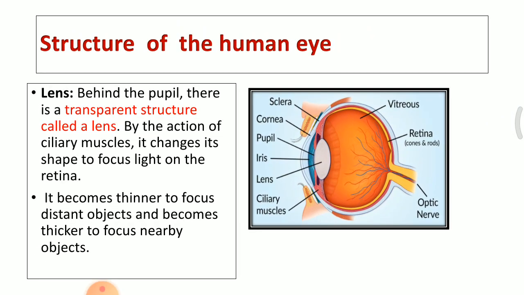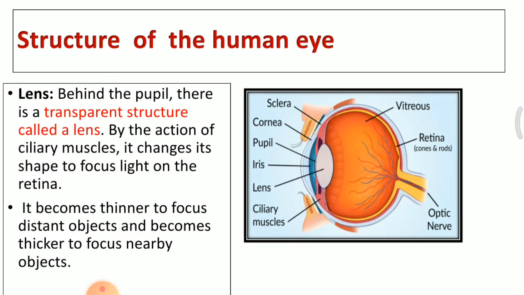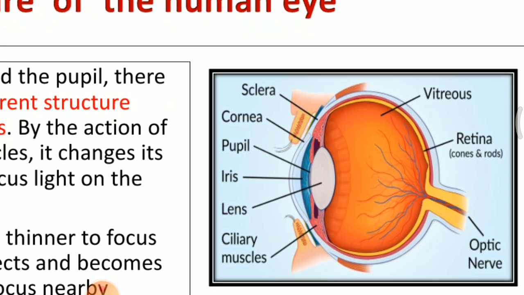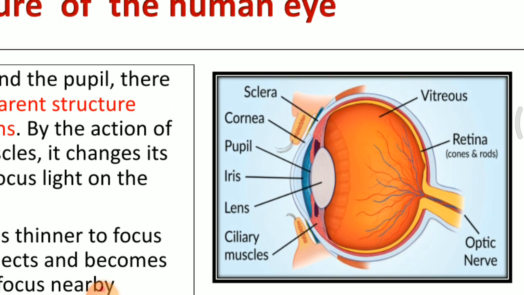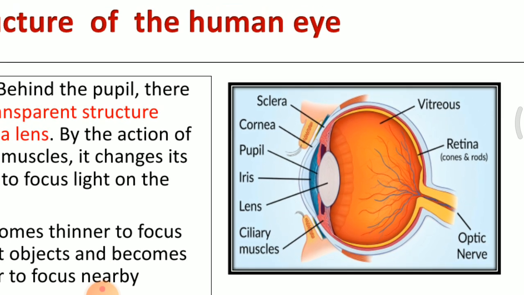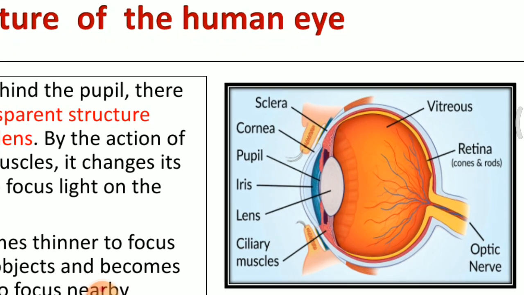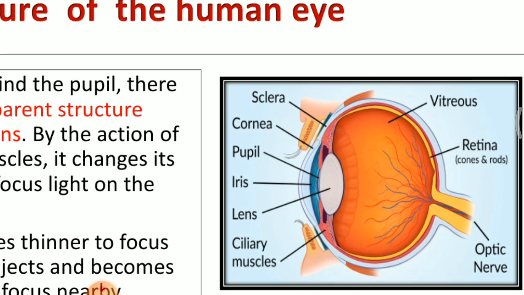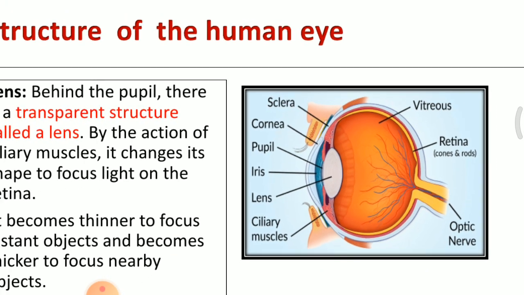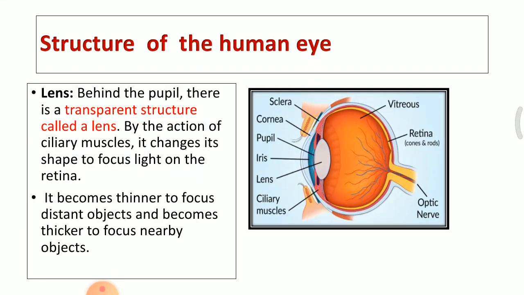It becomes thinner to focus a distant object and becomes thicker to focus a nearby object. When you are looking at a nearby object, the ciliary muscles are relaxed, so the eye lens becomes thicker. The image is formed on the retina. When we look at a distant object, the ciliary muscles are contracted. Here the eye lens becomes thin. It focuses light on the retina.